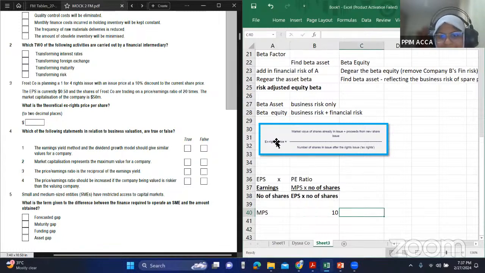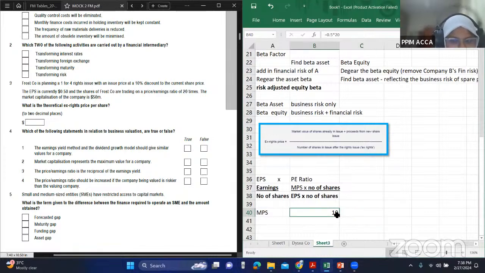So now to get TERP, we need the market value of shares already in issue. It's like this. We have 10 as the market price per share. If we multiply that by 5. So how do we get the 5? That's the number of shares. It's basically the market capitalization.